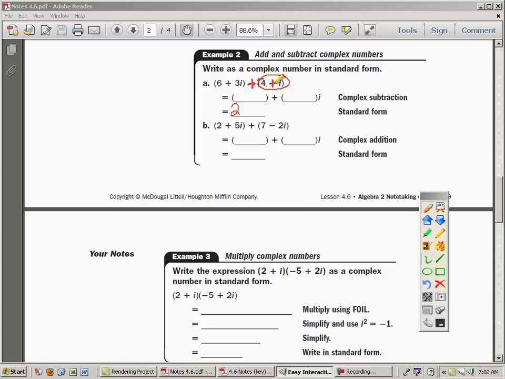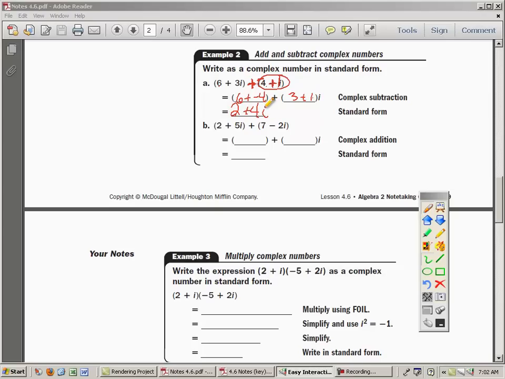This is now 6 plus negative 4 and 3 plus 1, because again, the coefficient of i here, there's only one i. All right, and so instead of doing 3 take away 1, which would have been, I'm sorry, 3 take away negative 1, we're going to do 3 plus 1. So this becomes 6 minus 4, which is 2, and then 3 plus 1 more is 4i. And so that is now 2 plus 4i.